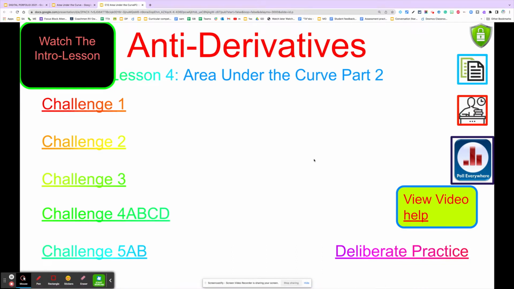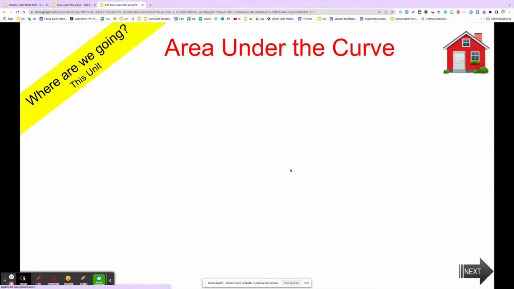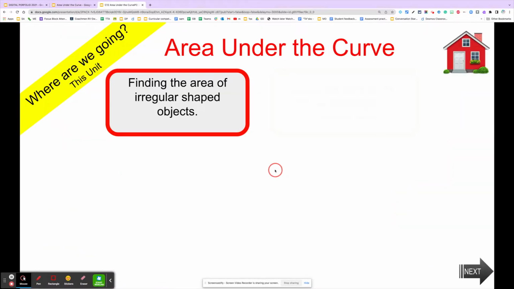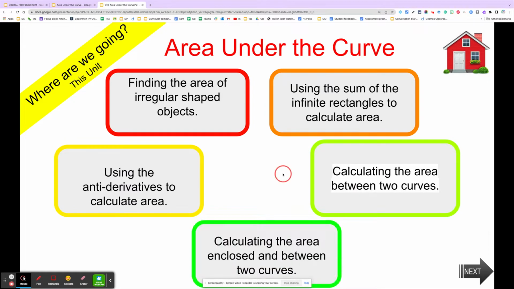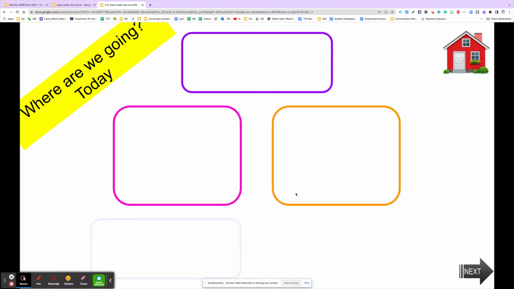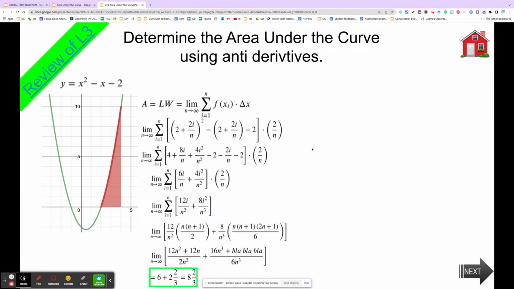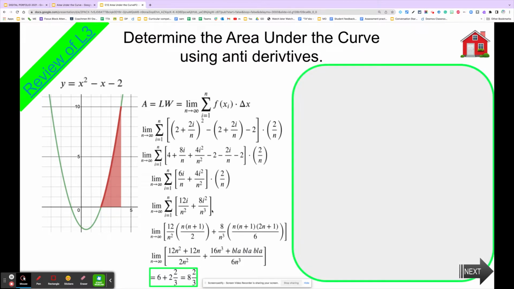So we're going to go area under the curve part 2. And remember that there is support there, as I've already mentioned. So let's dive right in. So we'll click through these bits. And here we go into today. So let's just review what we looked at last time. Let's look at what we looked at last time with area under the curve found by using infinite rectangles.